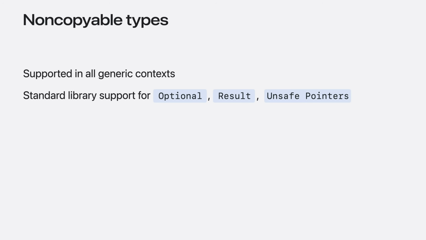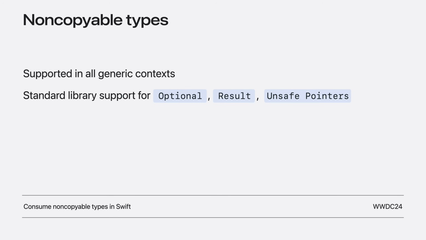Swift 5.10 support for non-copyable types was limited only to concrete types. Swift 6 introduces support for non-copyable types in all generic contexts, and in standard libraries, crucial generic types like optional. With this, you can now write failable initializers of non-copyable types like the file type. The powerful ability to abstract over both copyable and non-copyable types generically expands the usability of non-copyable types. To learn more, check out Consume Non-Copyable Types on Swift.